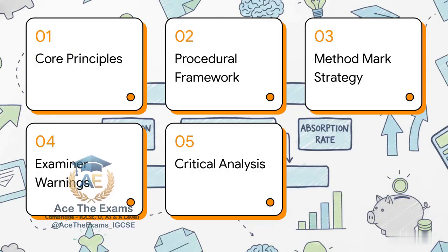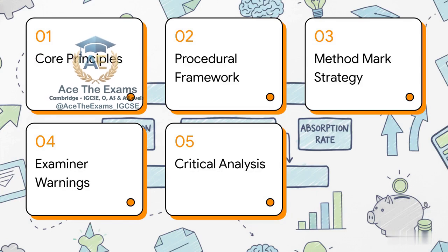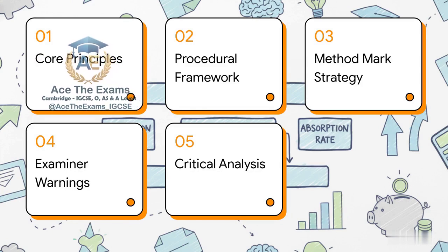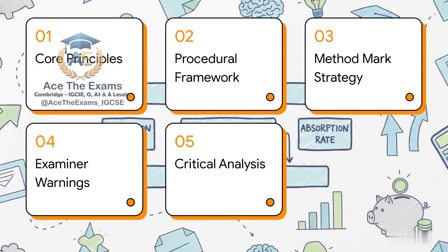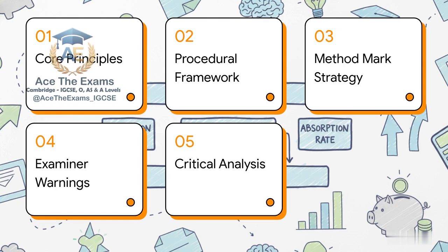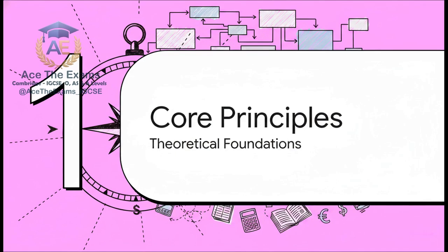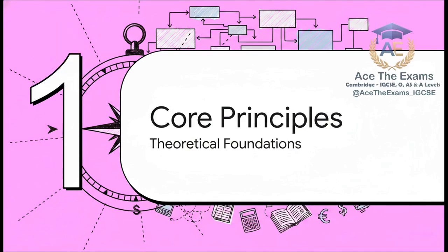All right, here is our pre-flight checklist for today. We'll hit Accounting System Core Principles, the Procedural Execution Framework, the Method Mark Strategy, Top 3 Examiner Warnings, and finally, Mastering Critical Evaluation. Okay, let's dive straight into Phase 1, Accounting System Core Principles. Establishing that theoretical architecture is our first mission.